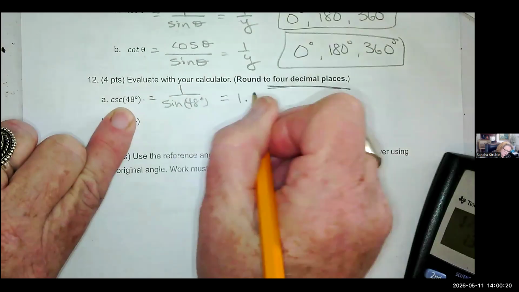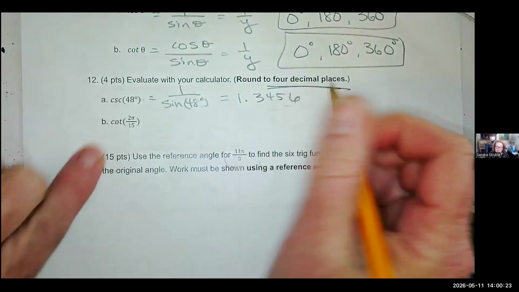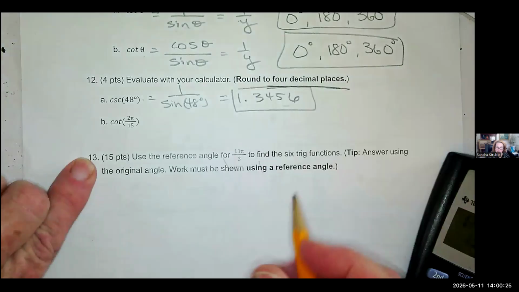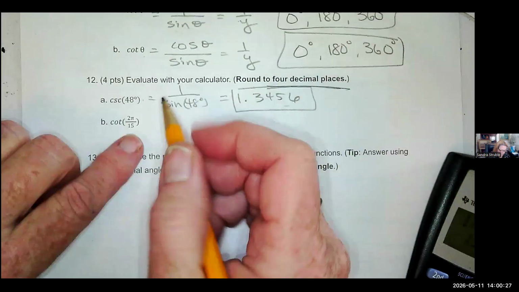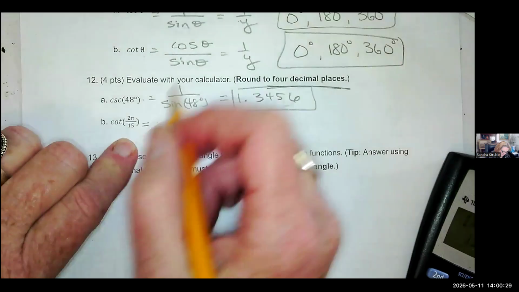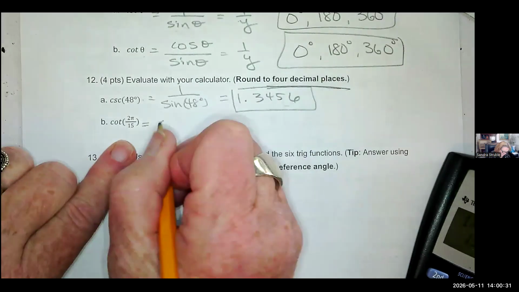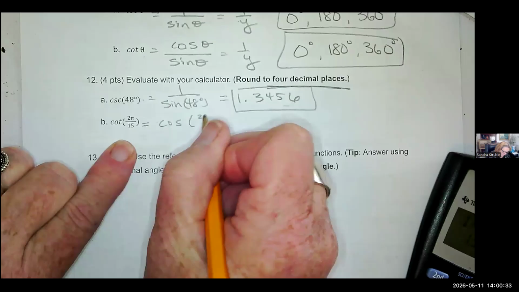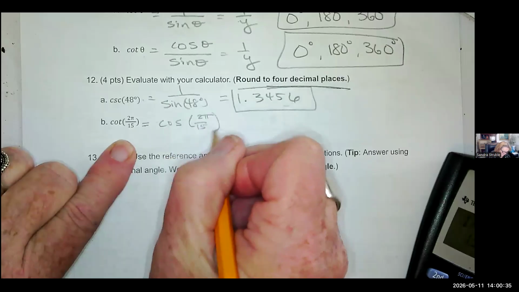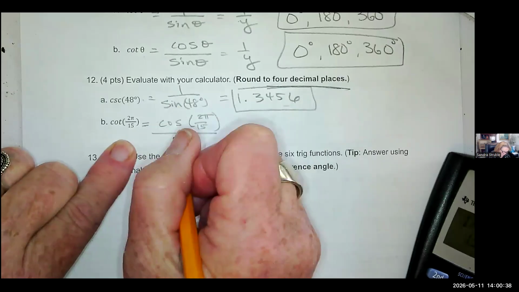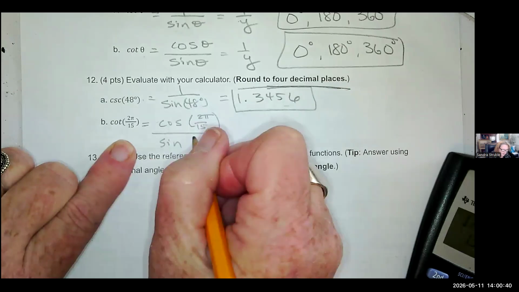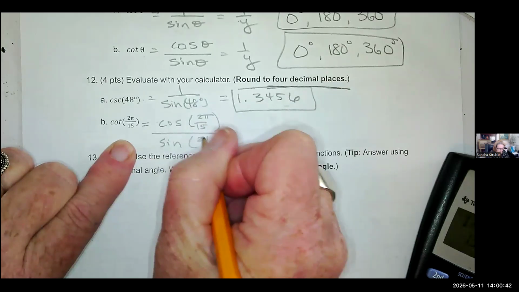There you go. It is not degrees. There's no unit with this. Okay. Then the cotangent is the same thing as what? Well, cotangent is cosine of 2 pi over 15 divided by the sine of 2 pi over 15. Is that how I did this? This is how I wanted to do it.